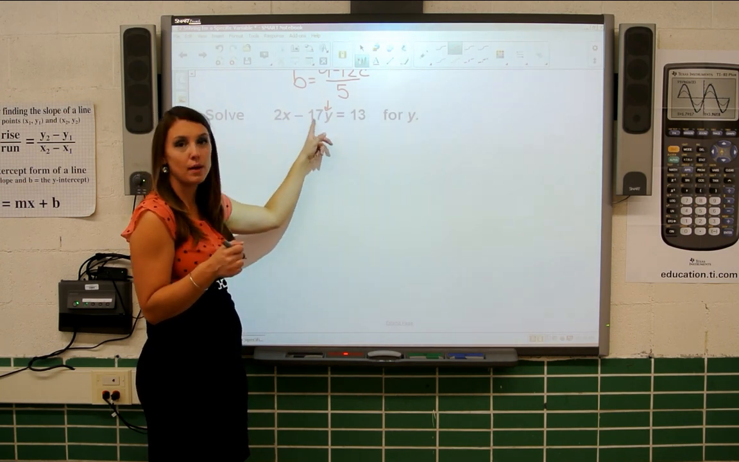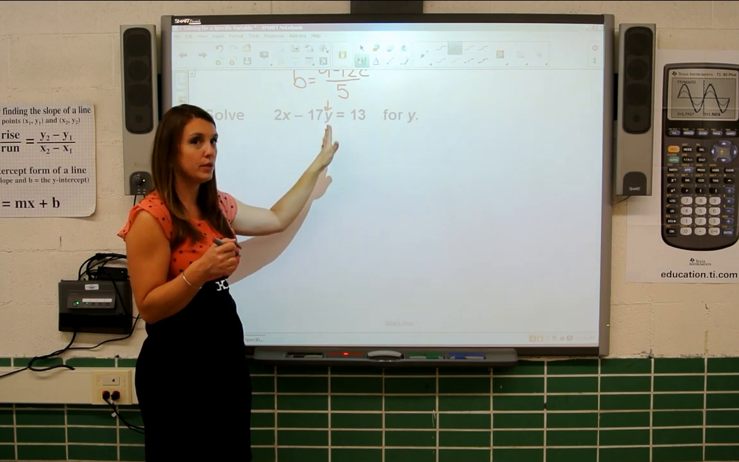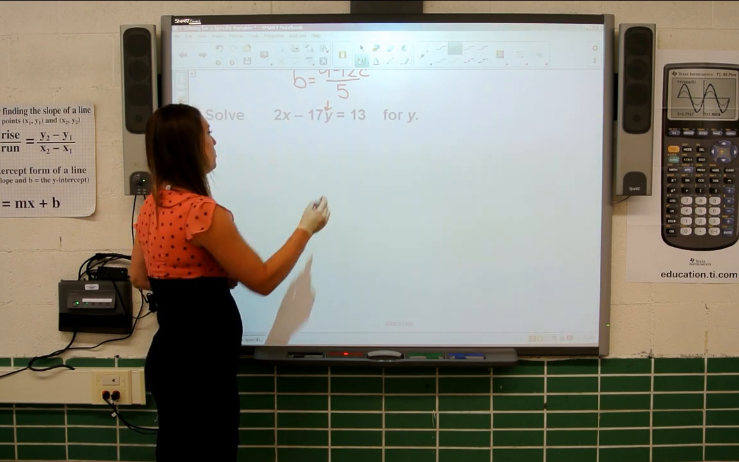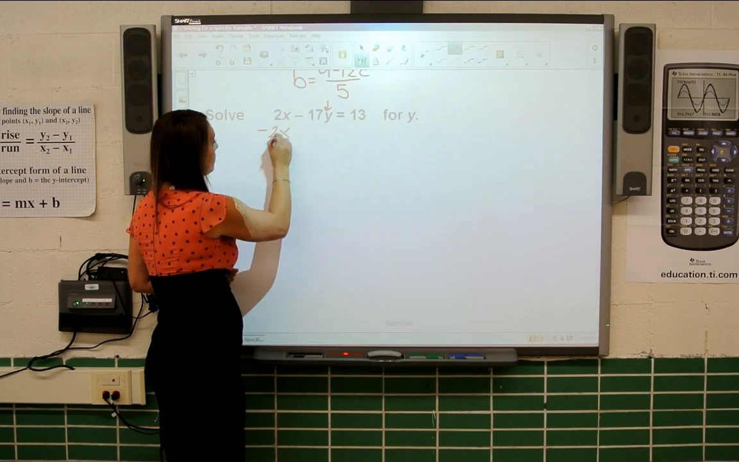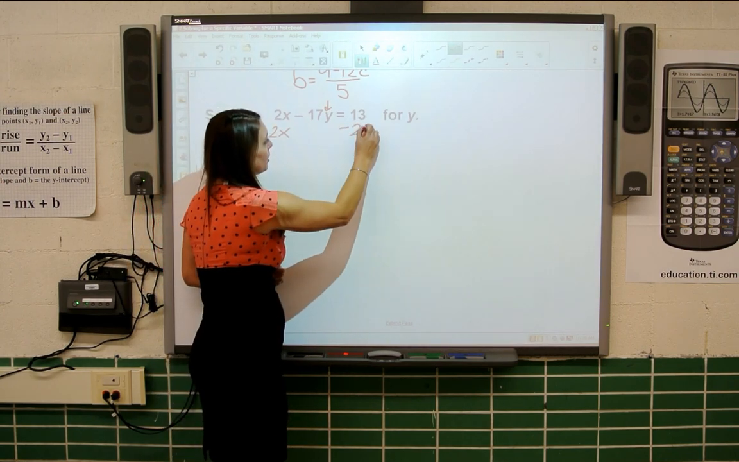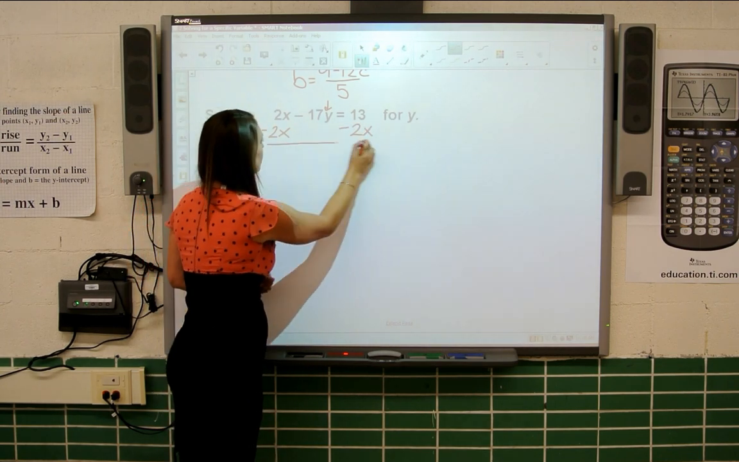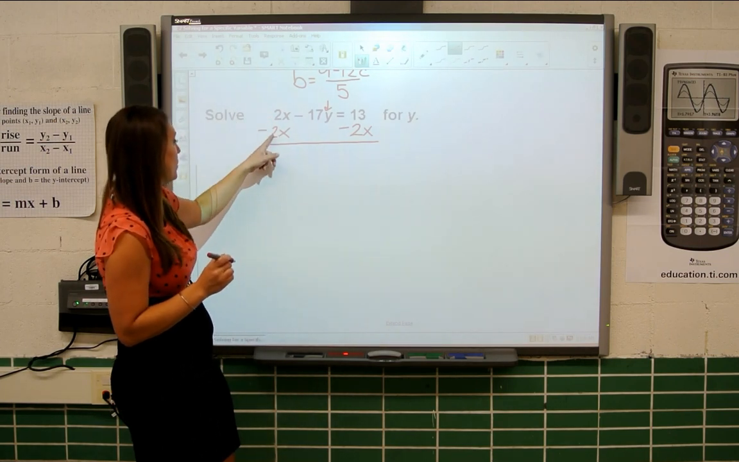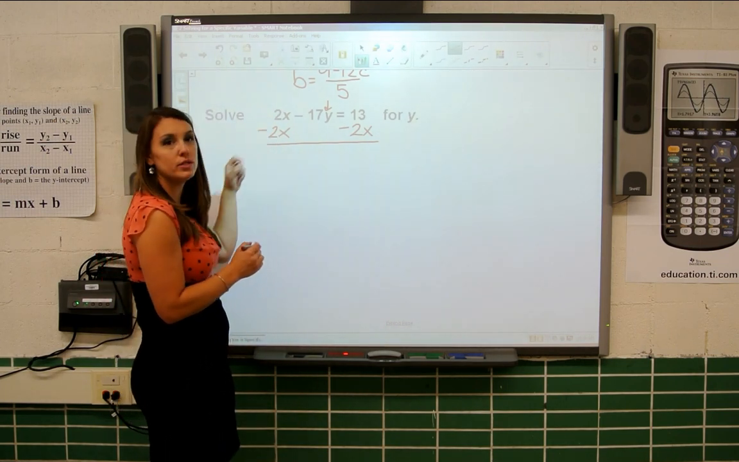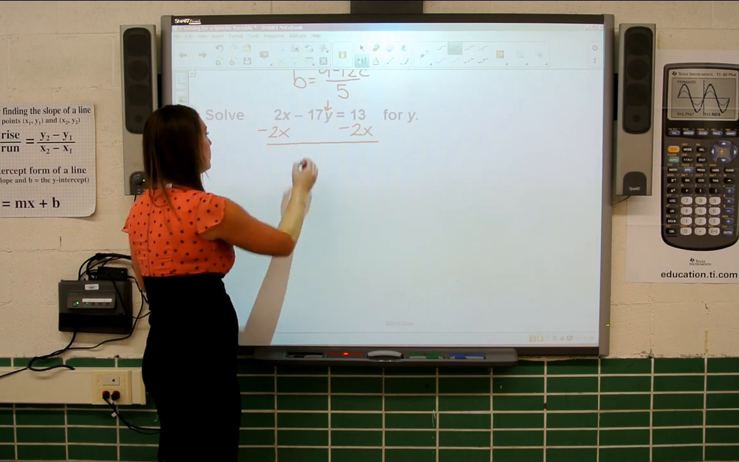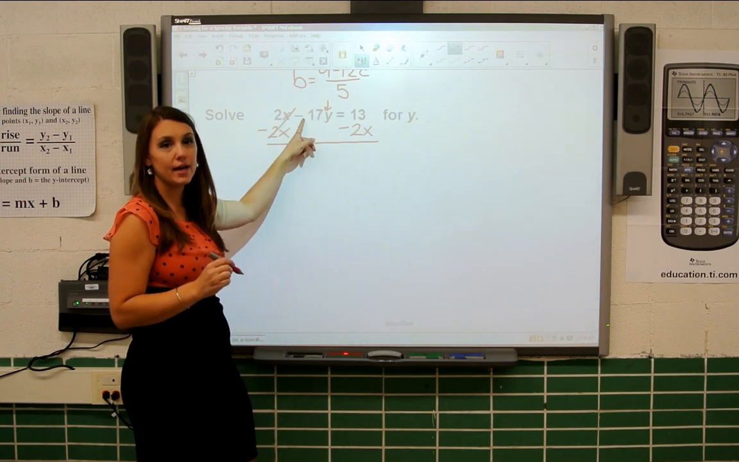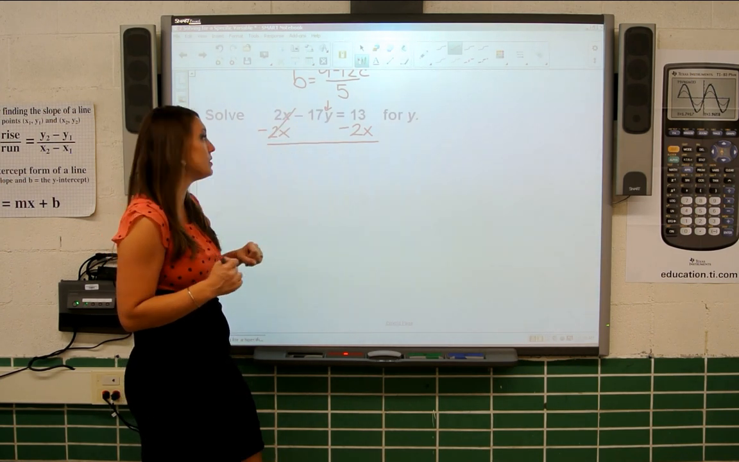This 17 is multiplied by the y. It's not added or subtracted. You wouldn't touch that. You're going to subtract this 2x. So I subtract the 2x from this side. Subtract the 2x from this side. Okay? The positive 2x and negative 2x cancel. Remember, we're always doing the opposite operation. Okay? Don't forget the negatives, okay? Make sure you're bringing the negatives down too.